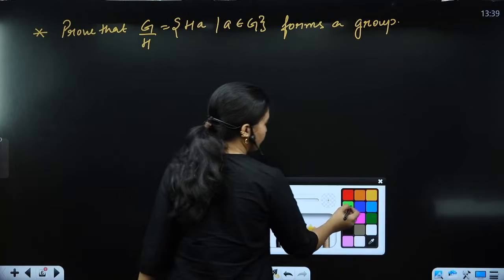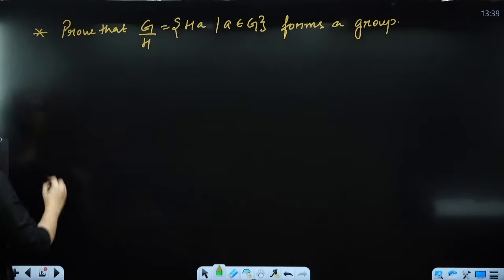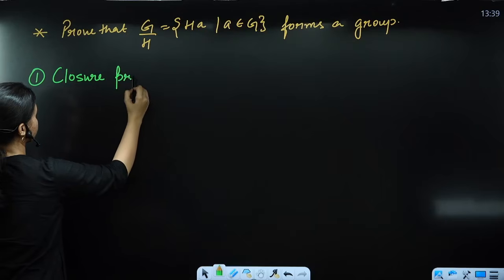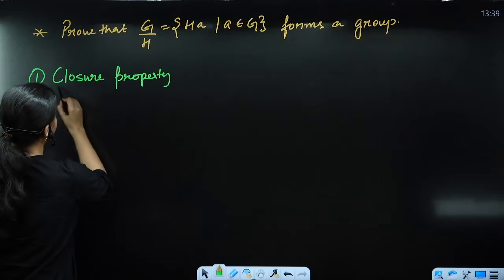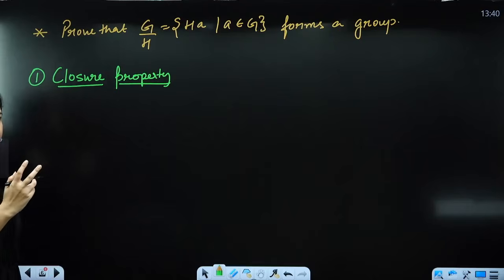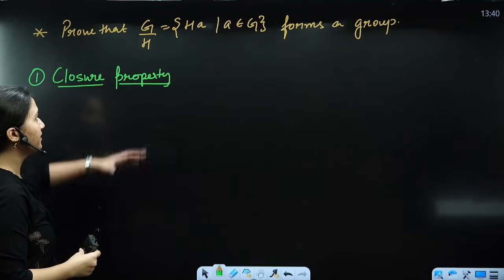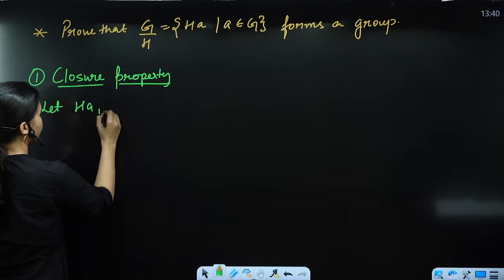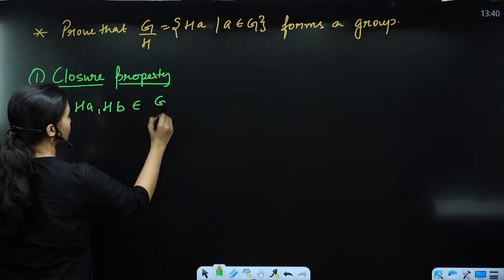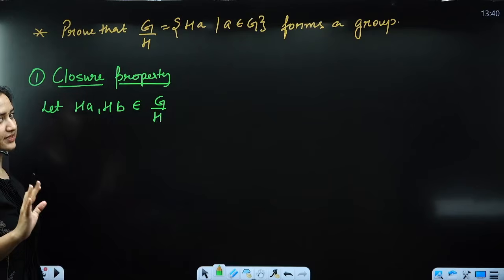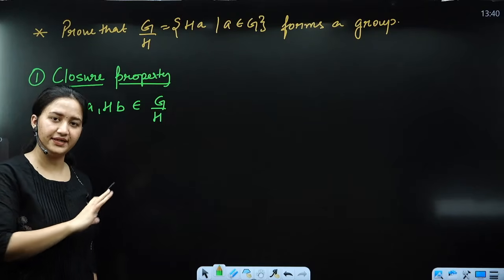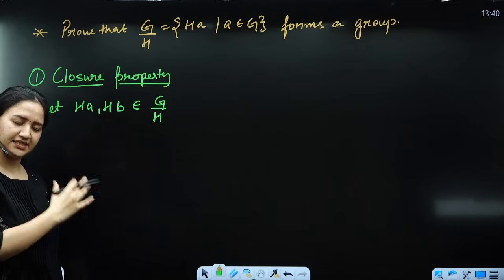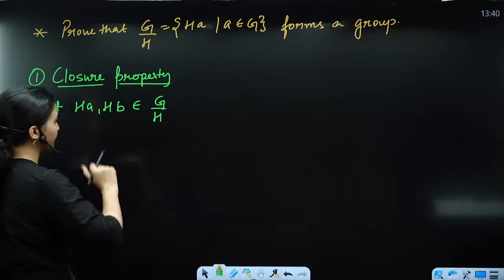Now how will we prove it? Simple. First step is what? We need to prove the closure. First one is your closure property. So for closure property, what do you need? You need two elements. That means you need two cosets of the set by H, right? So let HA and HB belong to G/H, right? कुछ भी fancy नहीं है. We are just using what we have already been doing for so many lectures. बस हमने क्या किया? दो elements उठाए, right? आप जैसे जैसे आगे चलोगे, you will understand very easy.